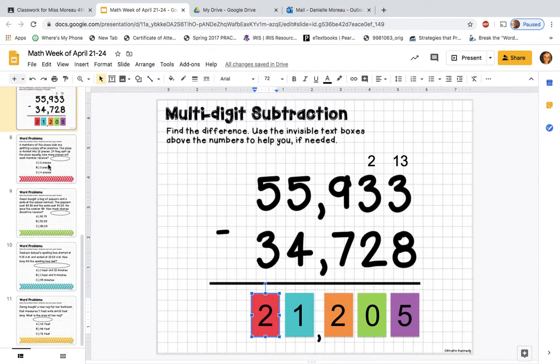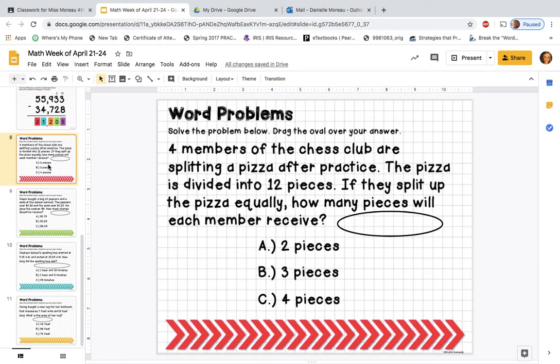We have a few word problems now. Solve the word problems below. Drag the oval over your answer. 4 members of the chess club are splitting a pizza after practice. The pizza is divided into 12 pieces. If they split up the pizza equally, how many pieces will each member receive?